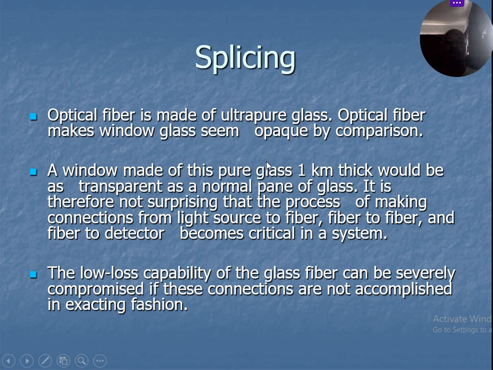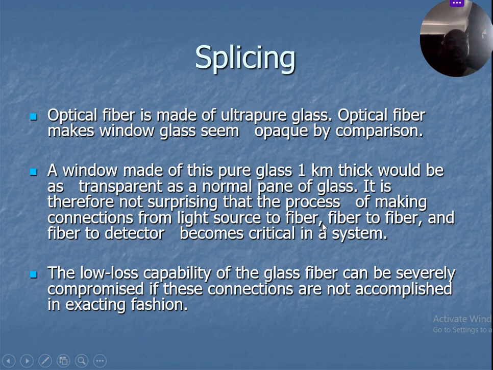Optical fiber is made of ultra pure glass. Optical fiber makes window glass seem opaque by comparison. Your normal window in your house looks opaque, and opaque means something that light cannot go through. So the glass in optical fiber is so pure that if you compare it with the windows in your house, it makes those windows look opaque. Optical fibers are ultra pure substances made of ultra pure glass.